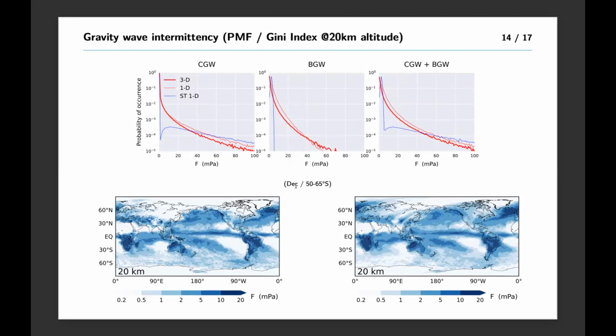And if we look at the background waves only, we separate those. We see the top 3 panels. The left part is convective gravity waves, the center part is the background gravity waves, and the right is the combined. Now for the convective gravity waves, there's an intermittency also in a columnar approach, because there's an intermittency in when convection occurs. Now if we look at the background sources, you see 3 lines.